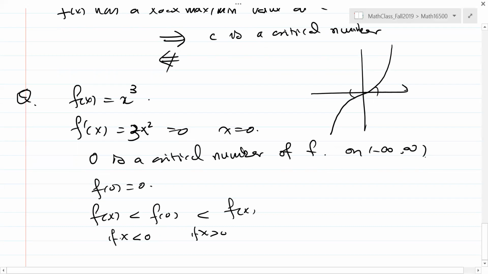Maybe only one side of the local maximum, but it's not. By definition, if it is a local maximum value, then for x close to 0, f of x should be less than or equal to f of 0. So it's not a local maximum value or a local minimum value, but 0 is still a critical number.